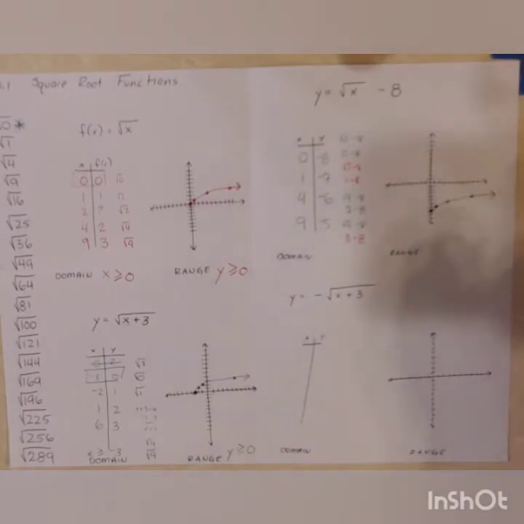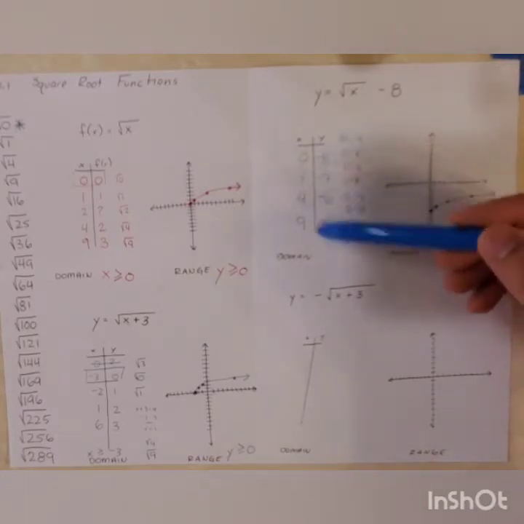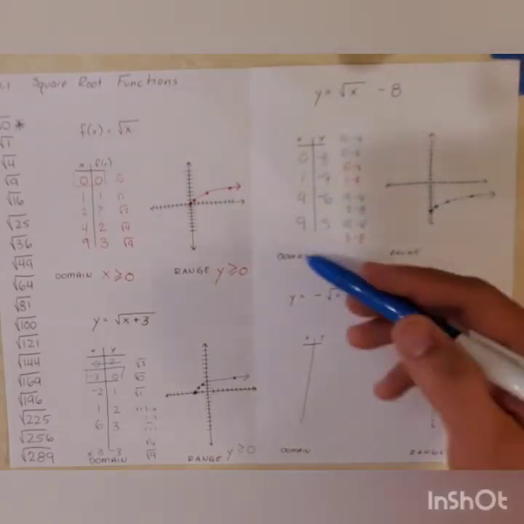But once again, if you can't remember shortcuts, and that's hard sometimes, you're going to learn a lot of shortcuts in math. You're not going to remember them all. Your backup plan is just make a table. Pick numbers, see what happens.